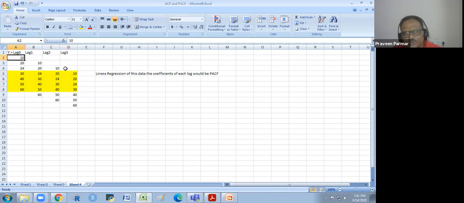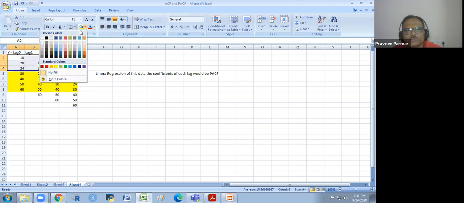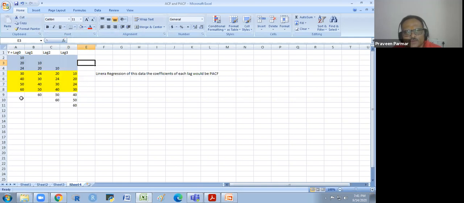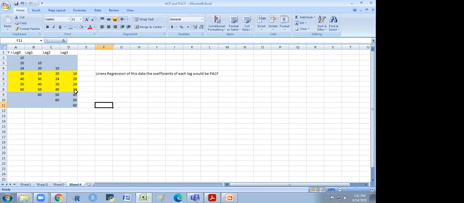We will remove this, and then we will remove this. I use some different color for removing. So we have removed this, and we have also removed this. We have only this data. Does that make sense to everyone? Okay, yes. This is our lag 1, lag 2, lag 3.